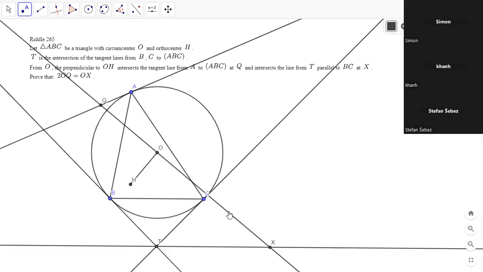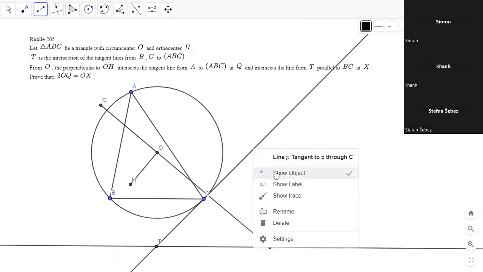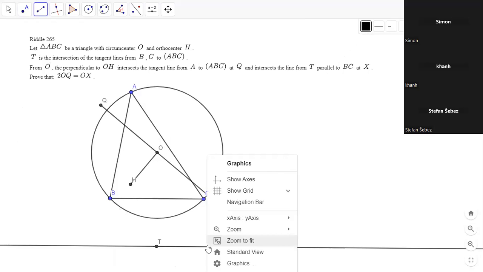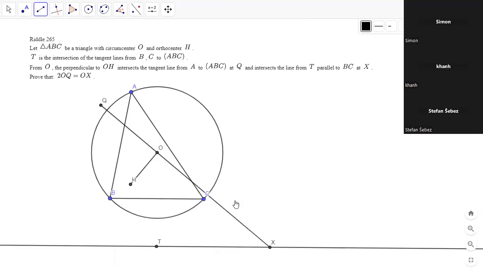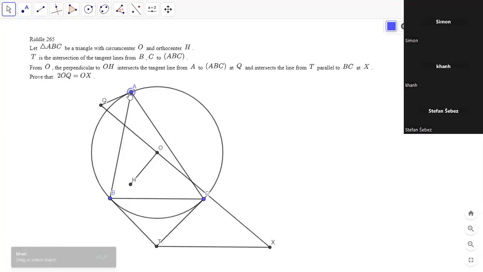So yeah, not the simplest configuration, but also not the most complicated, I guess. I feel like overall it's probably a simpler diagram than a lot of riddles. So I'm going to hide and redraw these segments. We want to show OQ is half OX, so 2OQ is equal to OX.